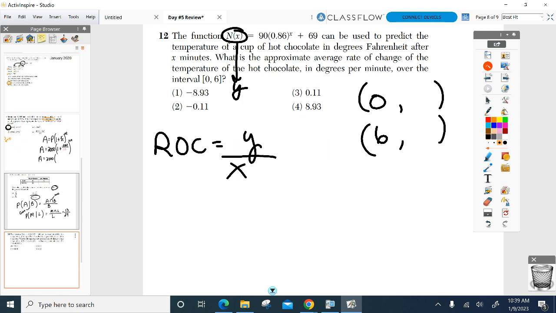Jared, go ahead. Why would those both be x's if it's like 0 and 6? You're going over the interval from 0 to 6. So when x equals 0 to x equals 6. I feel like wouldn't 0 be x and y would be 6? No, no. That's a point that you're giving me. Here are your x values they're giving you. From 0 to 6 on the x-axis, what's the rate of change? How do you notice on the x-axis? Is it the same?